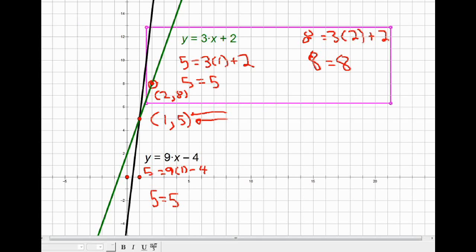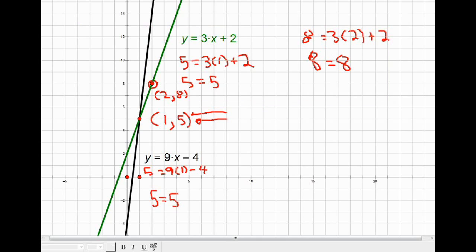But if we try to substitute that coordinate (2, 8) into the equation y equals 9x minus 4, we get 8 equals 9 times 2 minus 4. Well, 9 times 2 is 18, and 18 minus 4 is 14. So we get a statement that says 8 equals 14. Well, that's not a true statement. 8 does not equal 14, which means that this coordinate cannot be on this line. And we can see it's not on the line.